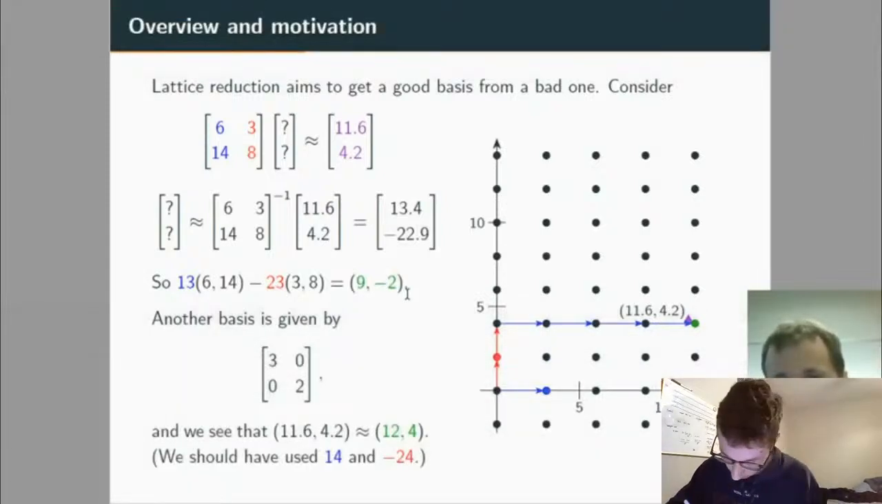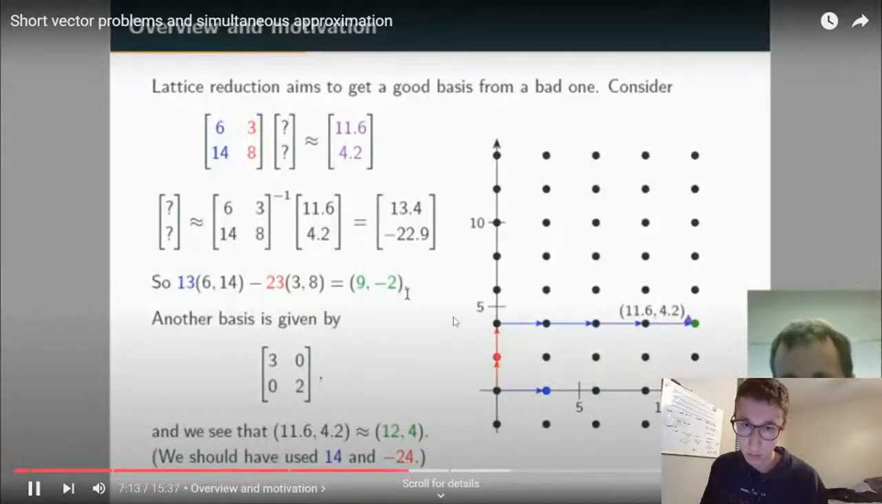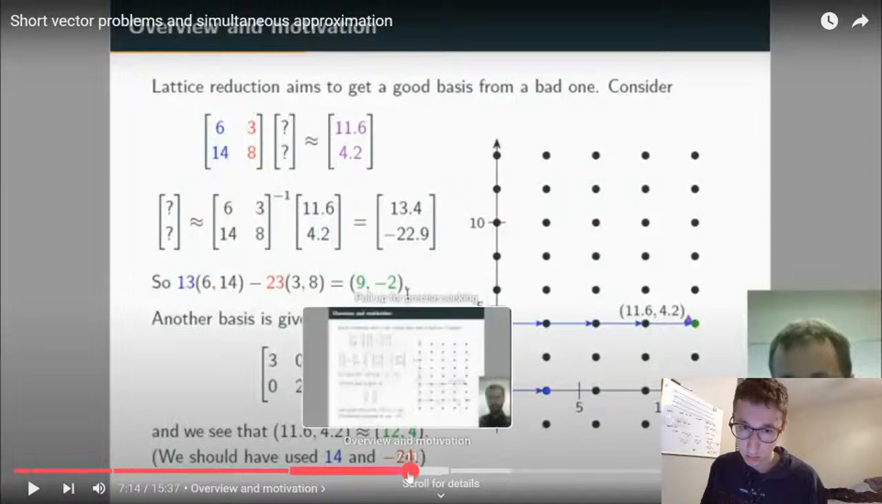You want to send me a secret, you could encode it as an integer pair, in this case 14 negative 24. Multiply 14 negative 24 by this, and you get out 12, 4, this little green dot. Don't share the green dot.